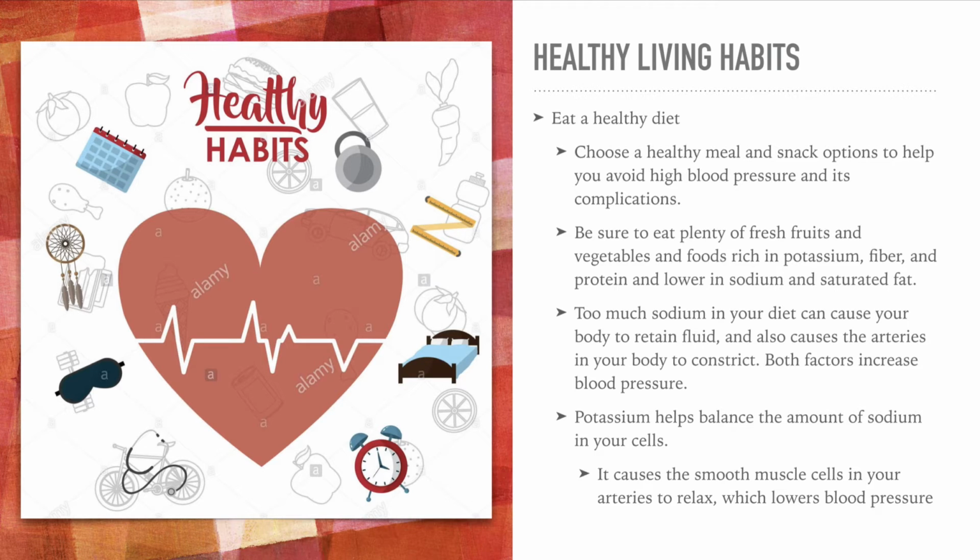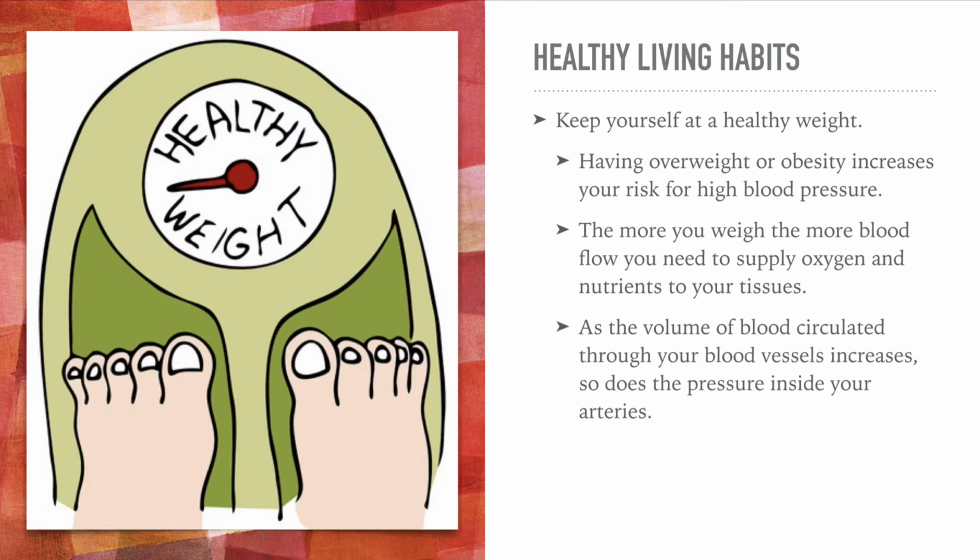Practicing the following healthy living habits can prevent high blood pressure. Eat a healthy diet. Be sure to eat plenty of fresh fruits and vegetables and foods rich in potassium, fiber, and protein, and lower in sodium and saturated fats. Keep yourself at a healthy weight.